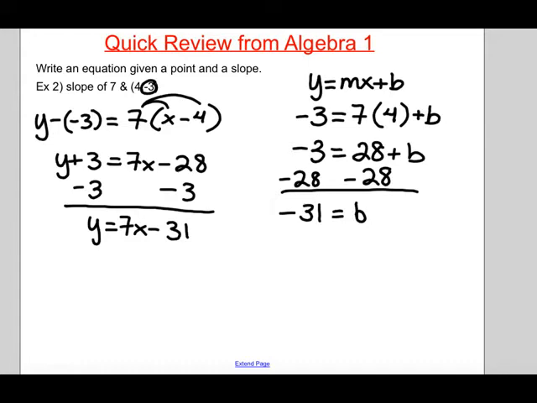Now this is why I don't like this method so much, because then I have to remember, hey, I'm not done. That's not my answer. My answer is taking my information and plugging it back in. So y equals, my slope is 7, x, and now I can put my b in, negative 31. The benefit of using the point-slope formula is that it's already all done for you. You don't have to worry about it.